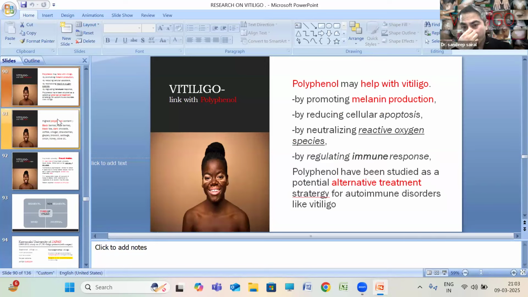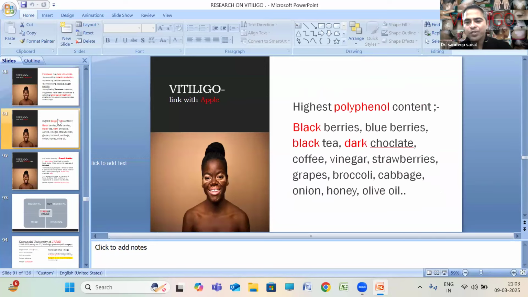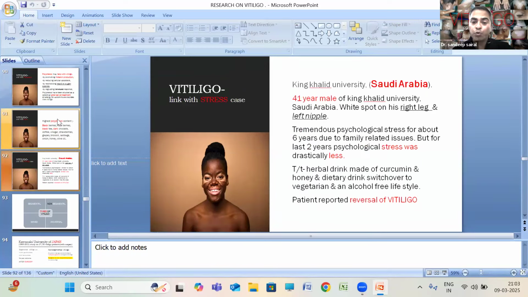What else apart from apple has polyphenol? See, black pepper, blueberries, black tea, dark chocolate, coffee, and also broccoli, cabbage, onion, honey. If you remember, I mentioned a case earlier about King Khalid University, Saudi Arabia. There too, they used honey, and that resulted in improvement. Somehow, many factors are helping you, some sort of management.